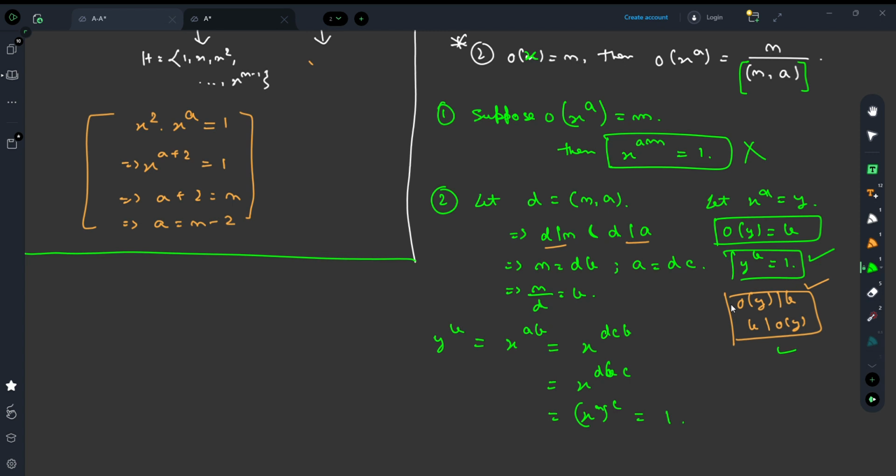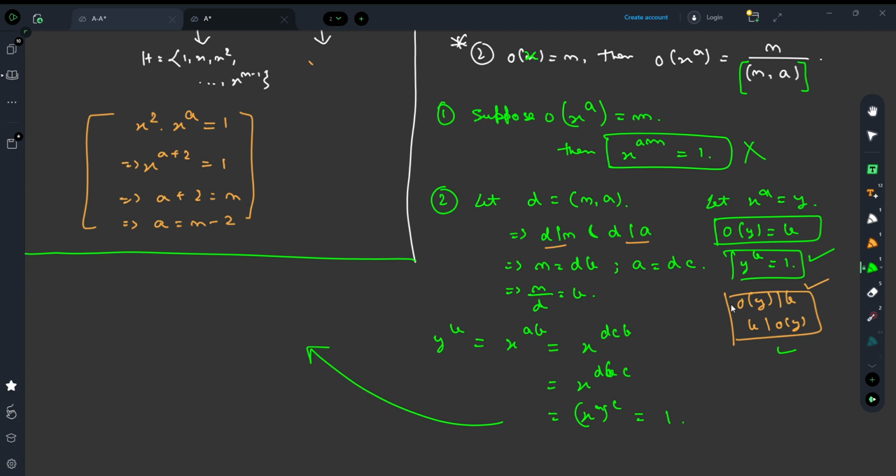Now I'll obviously follow this procedure, but you can try to show that there is no smaller integer than b which obeys this property. Obviously use the fact that the smallest integer for x such that x to the power of that integer is 1 is n. You will need to use that as well. So we continue the proof here. We have y to the power b is 1.